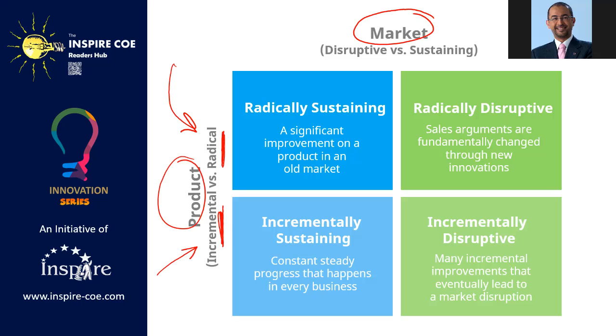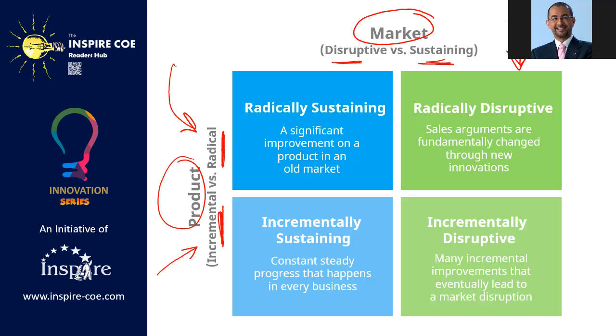The second factor is the market, depending on whether it is a disruptive market or a sustaining market. A sustaining market is the market that we know, like the TV market. What is a disruptive market, for example, is conference calls, the Zoom calls, and all of the WebEx and all of that. When it was introduced the first time, it was disruptive. Also the iPhone, when it was introduced the first time, was disruptive.